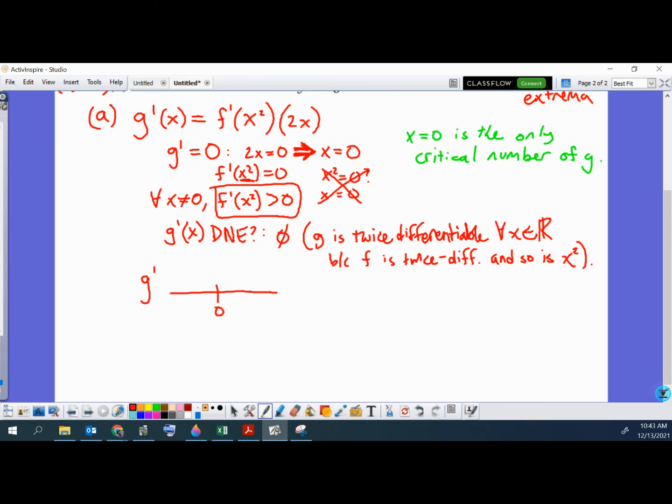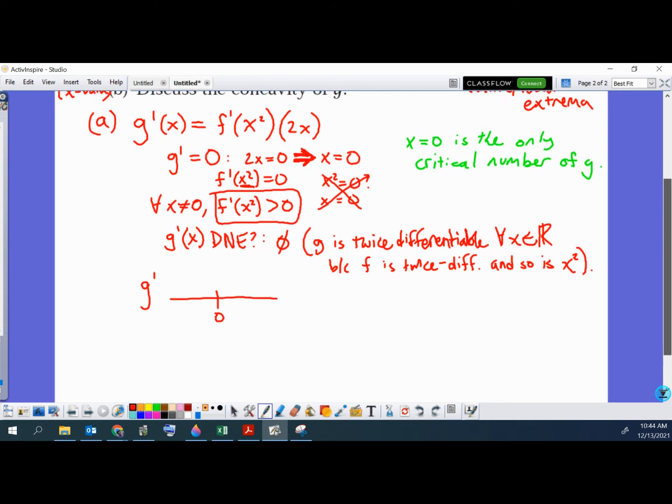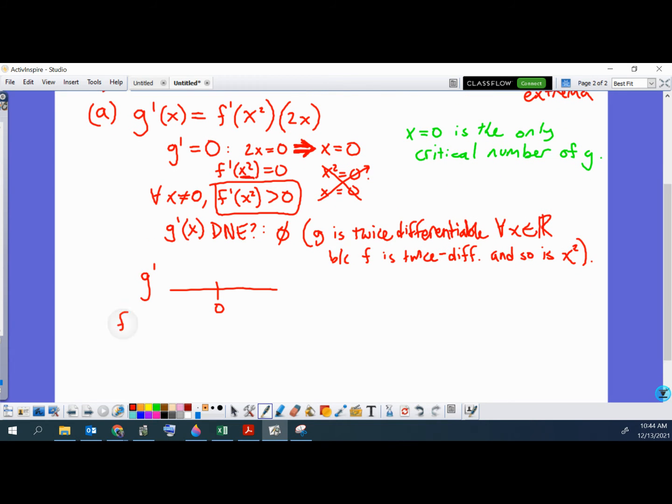Here, let's write those down underneath if you want to think of it as a more detailed sign chart. So f prime of x squared, my point is f prime is going to be positive on both intervals, and then the 2x factor in g prime is going to change signs from negative to positive at 0, and that's it. So g prime is negative here because a positive times a negative, and it's positive here, positive times positive. So what does that mean?